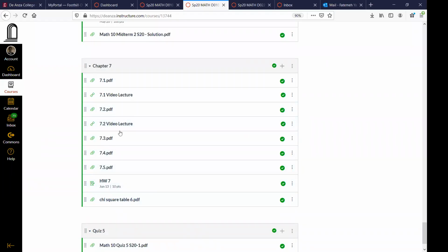When you go to your canvas, you can see chi-square table 6, which is the same table that I'm going to use for our class. Here we go. This is our table.